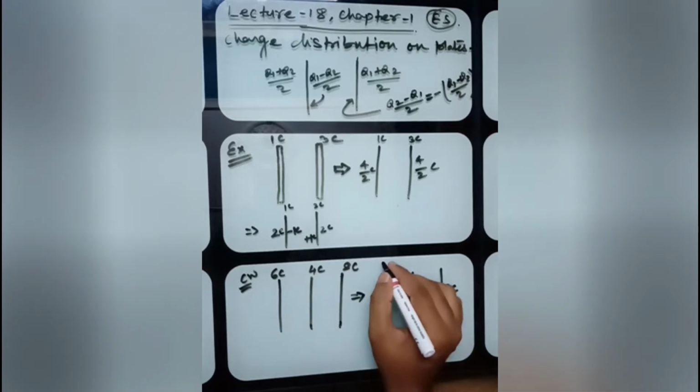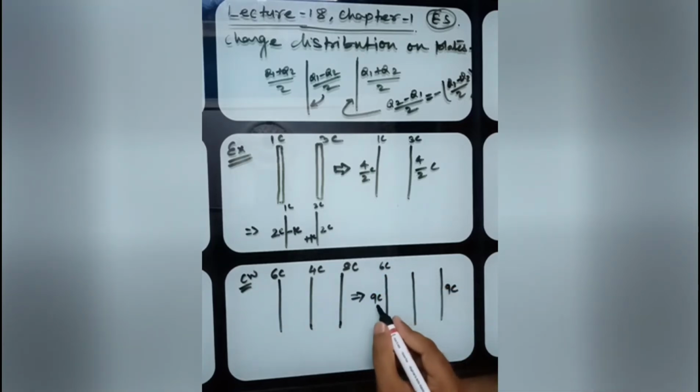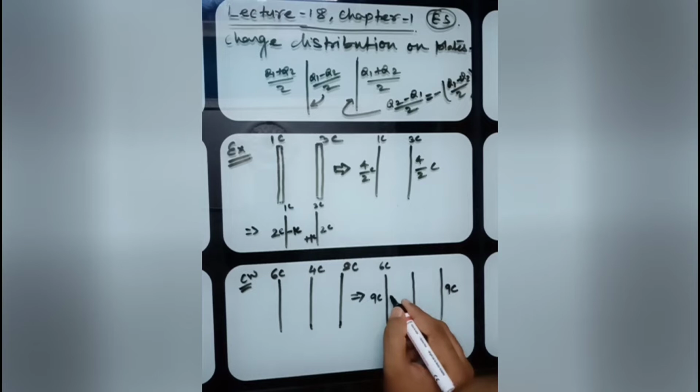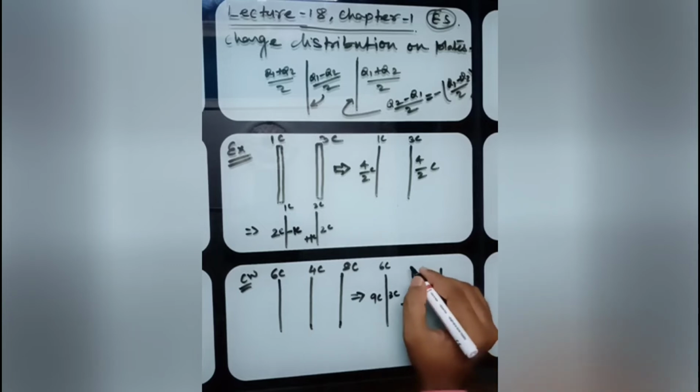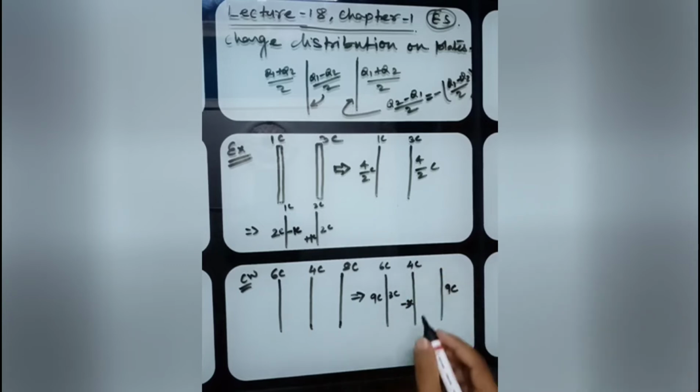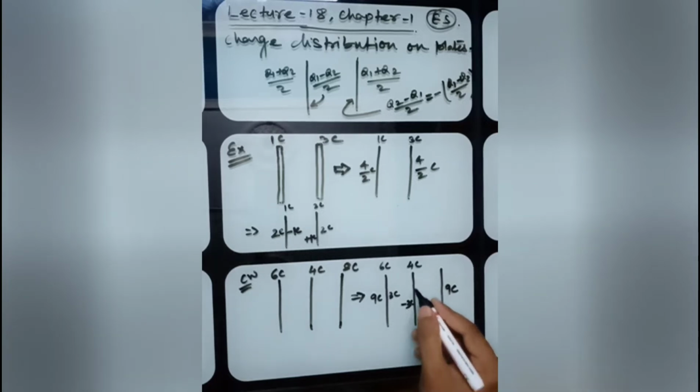Initially it was how much? 6 coulomb. If it is 9 coulomb, how much charge should be there? Of course 3 coulomb. If it is plus 3 coulomb, here it will be minus 3 coulomb. Now how much charge was there? 4 coulomb. If it is minus 3 coulomb, how much charge should be there so that the charge will be 4 coulomb? Of course it should be how much? 7 coulomb.